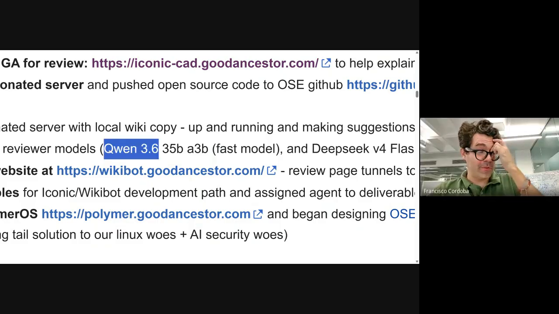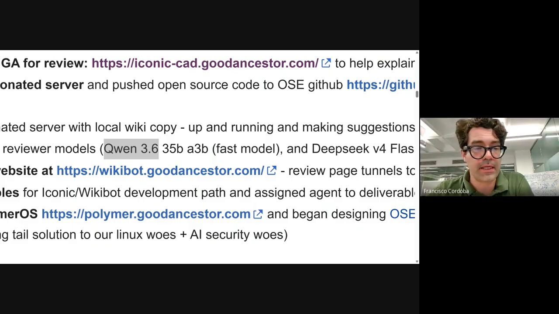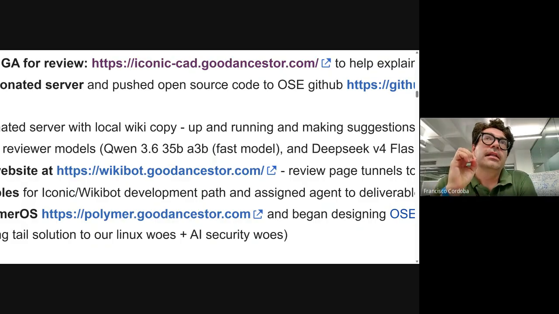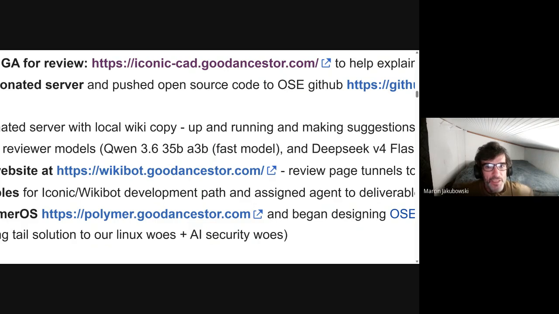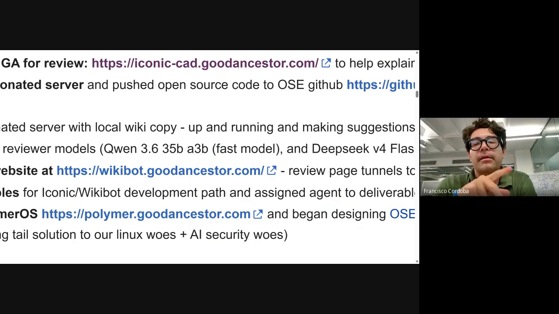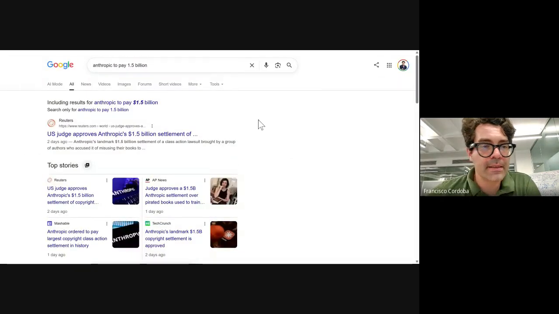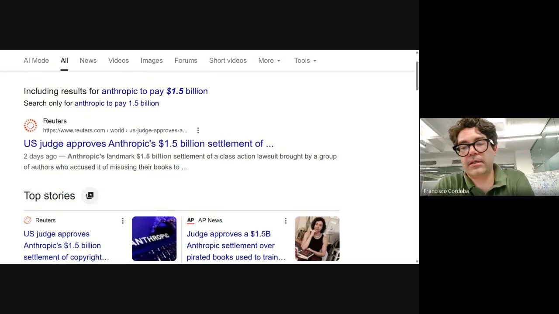Yeah, and it makes sense, because just today I was writing an article about how Anthropic has to pay $1.5 billion in this IP legal problem that they had. Is that back to OpenAI, Elon Musk? No, that's the Anthropic one, the Claude one. So, Anthropic to pay 1.5 billion. This is the settlement that was just approved. Actually, it's a 1.5 billion settlement for copyright infringement.